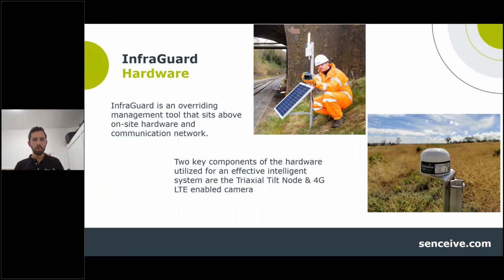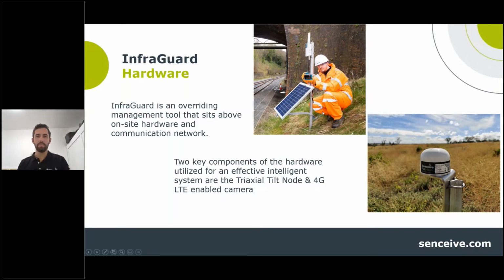So with InfraGuard, there's really two key components of this system, of the hardware. InfraGuard itself really is a suite of features, a management tool that sits on top of the hardware and sits on top of the communication network. And that's really what manages all this intelligent action that does happen on site once any movement is detected. So those two key components, starting first, of course, with our tilt node. This is the Nano Macro tilt node on the bottom right-hand side. This is installed on our stake mounting kit. That node is sitting there vertically.